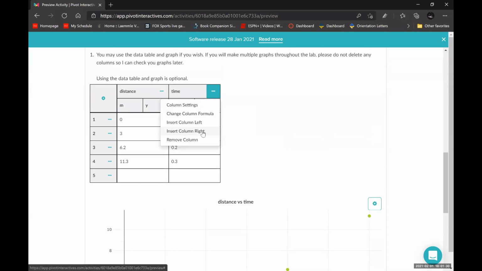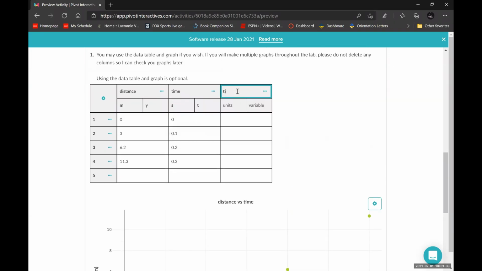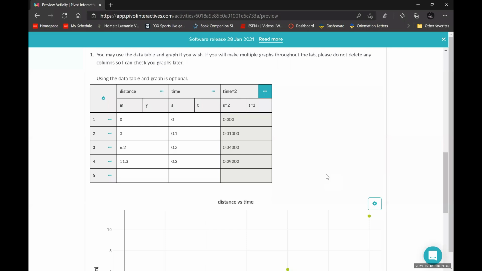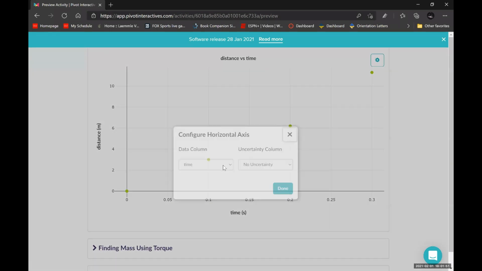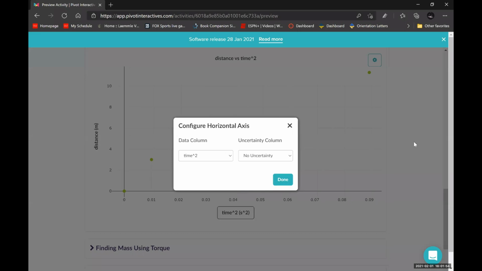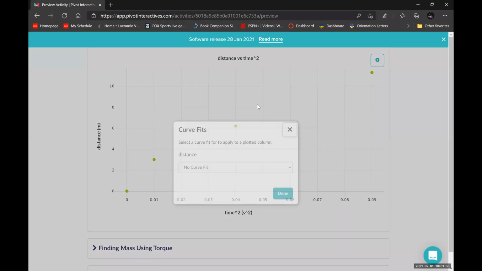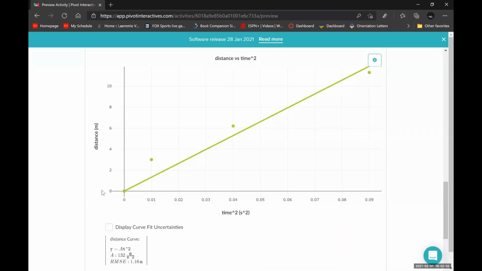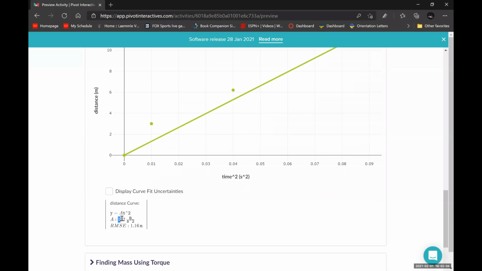So one thing you can do, you can make a table here and say, all right, so this is going to be my time square in seconds square. So t square, right? This is just nothing but time squared. Because this is going to give you a linear graph if you plot in terms of time square. There you go. You can go and fit a linear curve. You'll get more linear if you get better data. And then this is your slope, which is basically your acceleration.